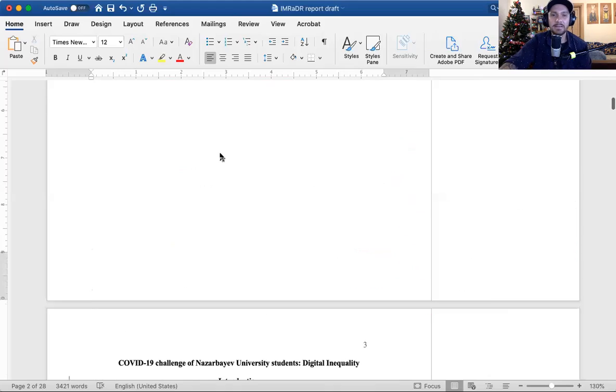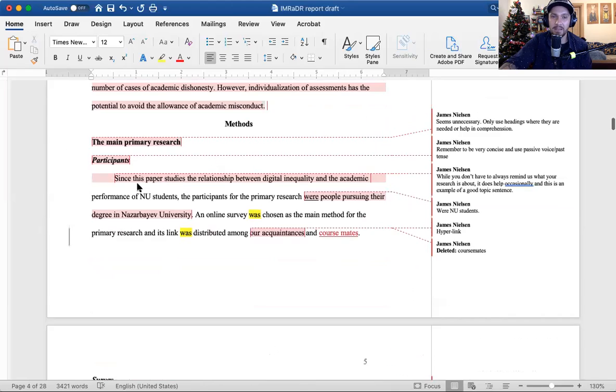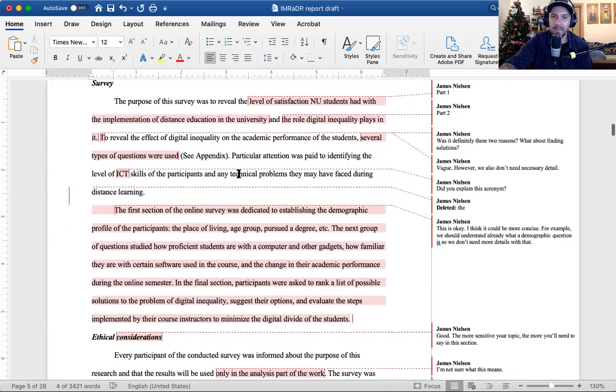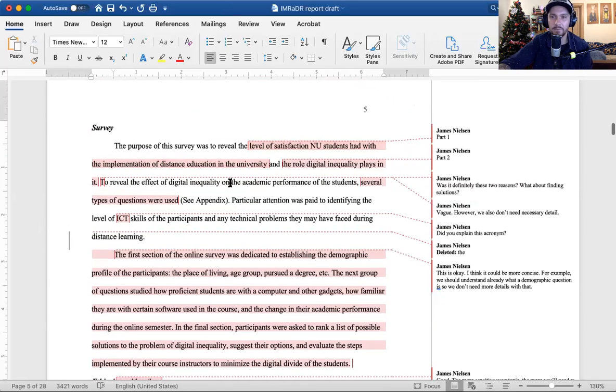By the time I got to the methods here, I was like, wait, what are we actually doing here? And the students wrote, this paper studying the relationship between digital media and the academic performance of NU students. Digital inequality, sorry. Okay, I'm going to come back to that idea as we go through further here, and it'll make more sense as we go through further, okay?